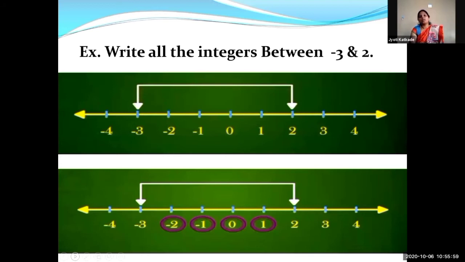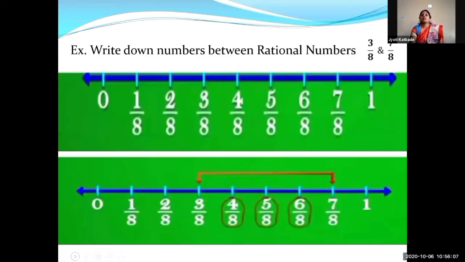Now come to our today's topic, that is numbers in between rational numbers. So see next slide, numbers in between rational numbers. For example, write down numbers in between rational numbers 3/8 and 7/8. On your screen, a number line is given. See, in between 3/8 and 7/8, which numbers are circled there? That is 4/8, 5/8 and 6/8.